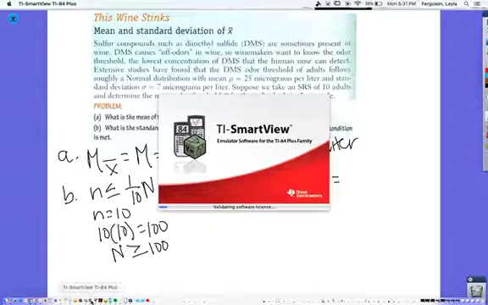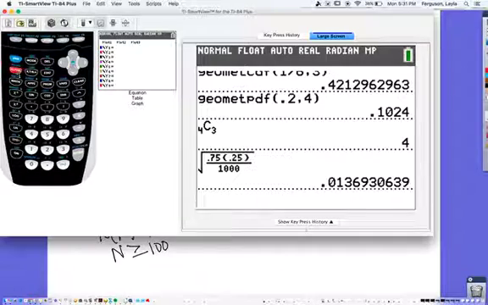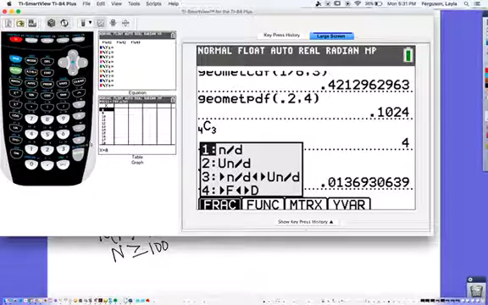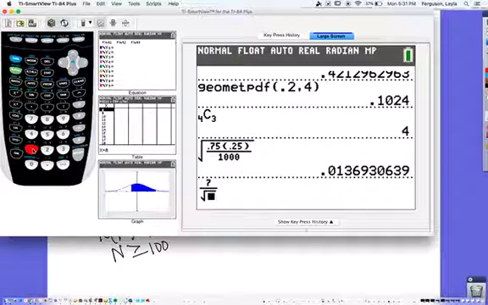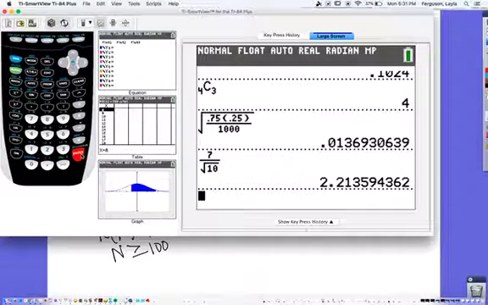you would need to press alpha y equals so that you could get a fraction. On top of that fraction, you would put 7. On the bottom, you would put square root of 10. And you would see that you got 2.21359432. So we're going to round that to about 2.214.